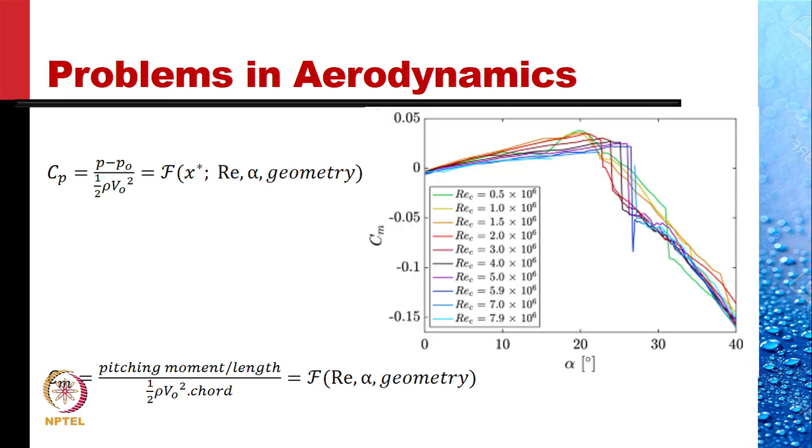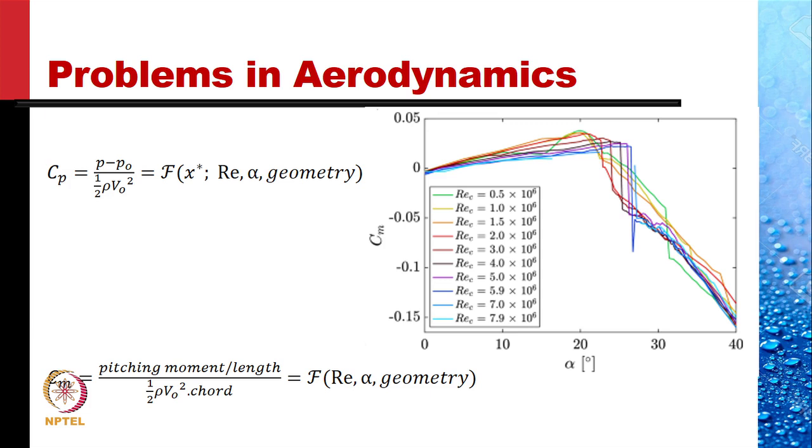This curve shows the plot of Cm versus the angle of attack alpha for various values of Reynolds number. It depends only on the Reynolds number and not on the individual quantities involved within the Reynolds number, that is rho, mu, length, and velocity of the flow.